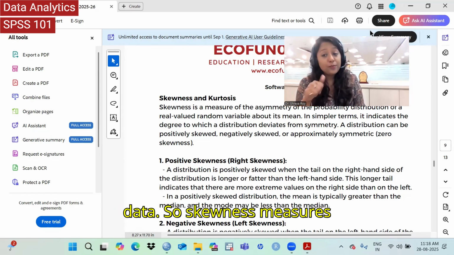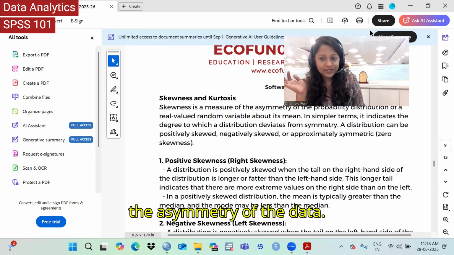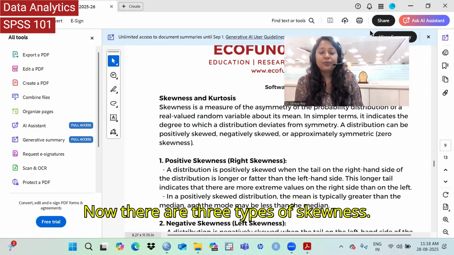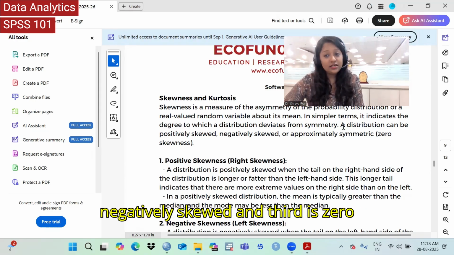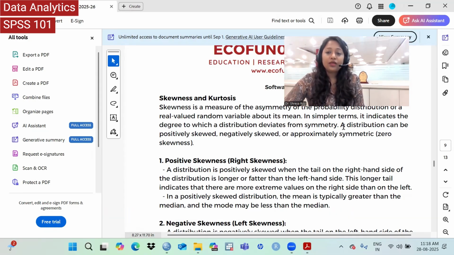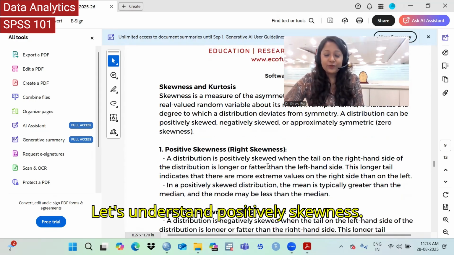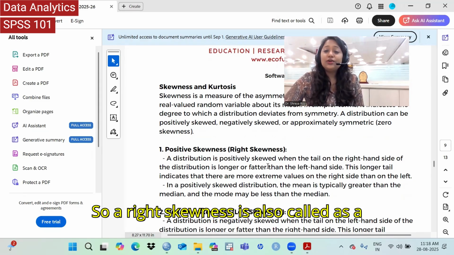So skewness measures the asymmetry of the data. Now, there are three types of skewness. First is positively skewed, second is negatively skewed, and third is zero skewness. Now, let's understand positive skewness. A right skewness is also called a positive skewness.